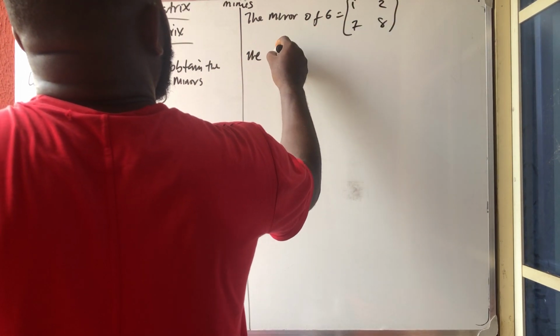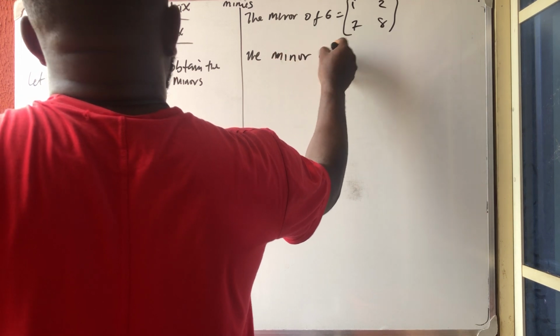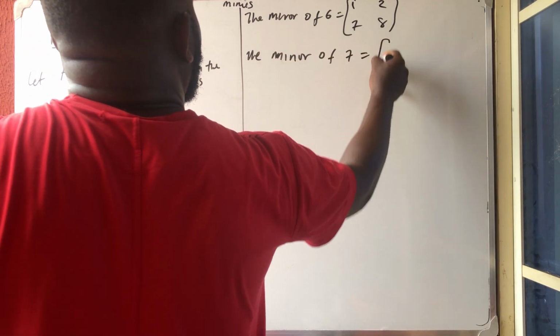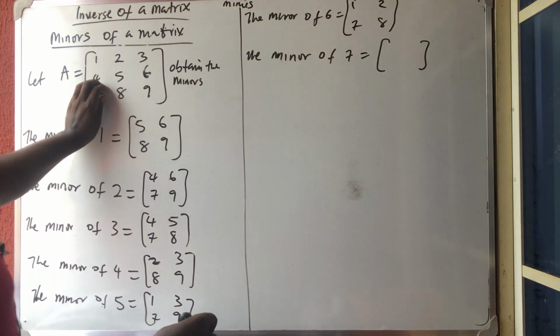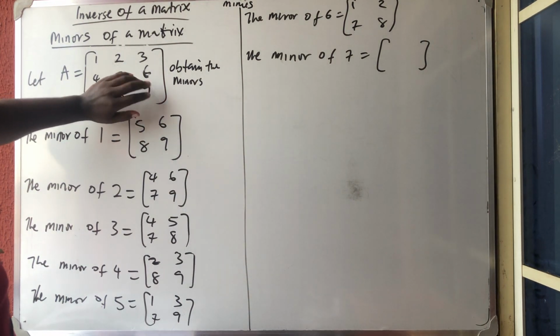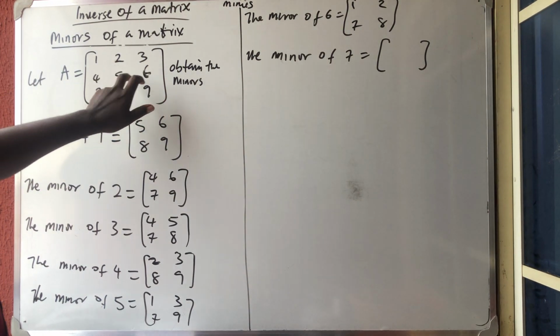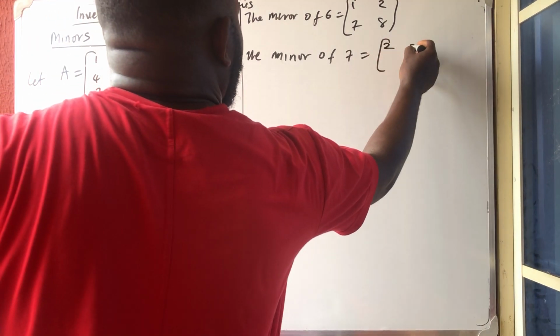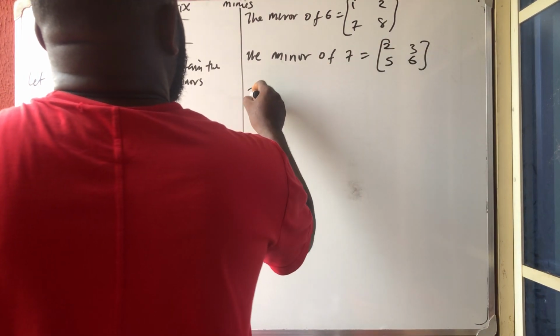So the next one, the minor of 7. The minor of 7 is simply, look at 7 here, close the row and column of 7, I'm left with 2 3 5 and 6. So the next one is what?